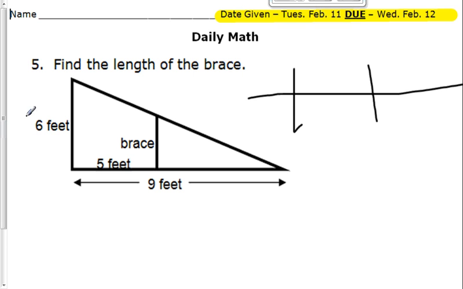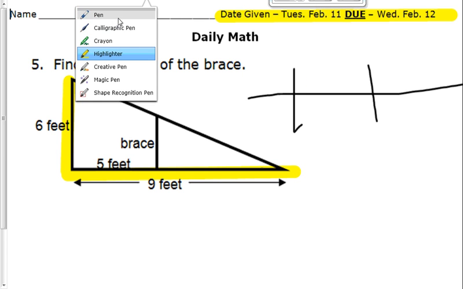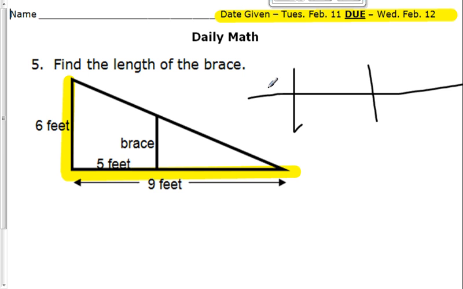The way I see it first, let me switch to highlighter so I can show you what I see. I see the big triangle first. I see the 6 and I see the 9. So I'm going to set this up. Let me switch back to my pen here. That I'm going to call the height. So I'm looking at it as height versus base. So the height of the first one is 6 and the base of the bottom one is 9.